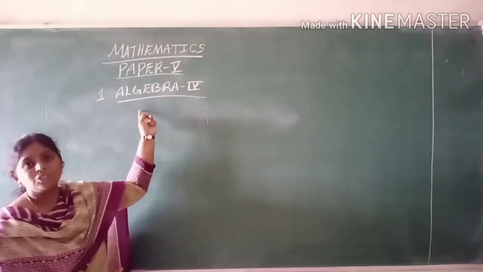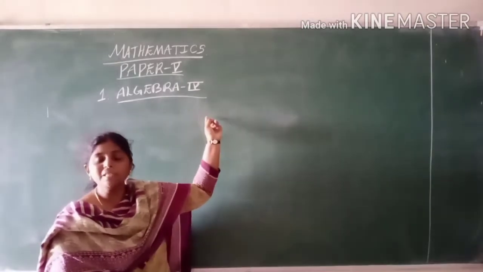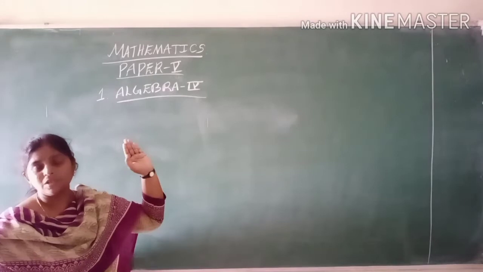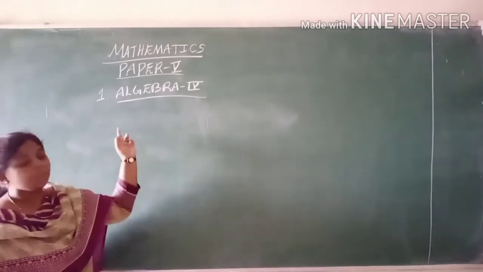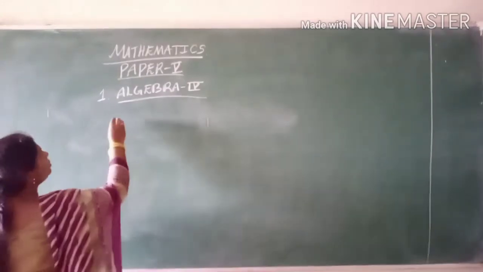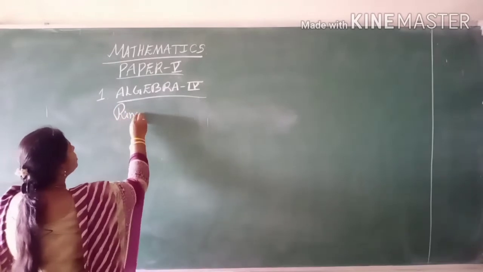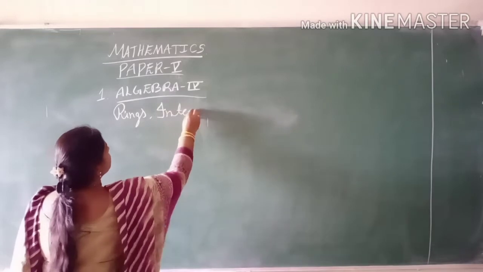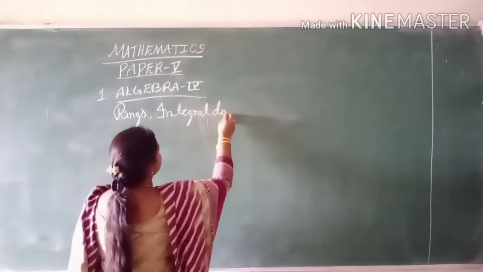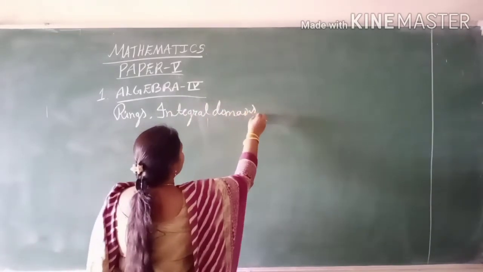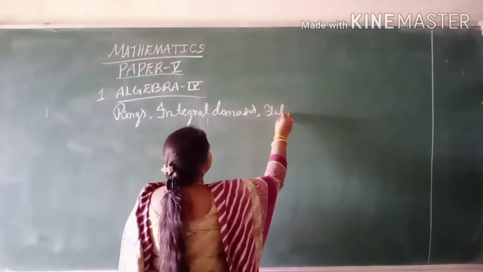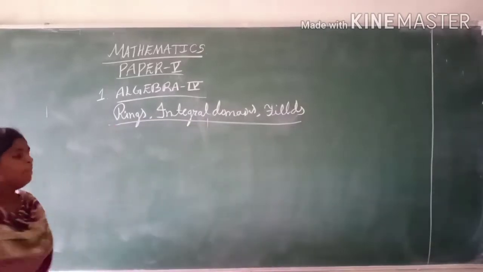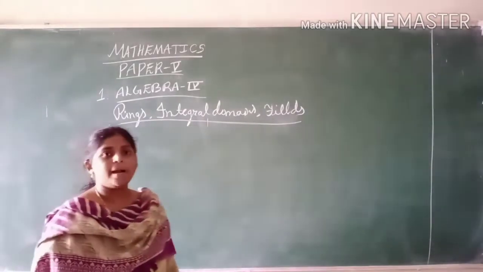Here the first unit is algebra 4. That means algebra 1, algebra 2 and algebra 3 you have already learned in the earlier semesters. In the first unit, algebra 4, you will learn the chapter on rings, integral domains, and fields. Here this is the unit name: rings, integral domains and fields.